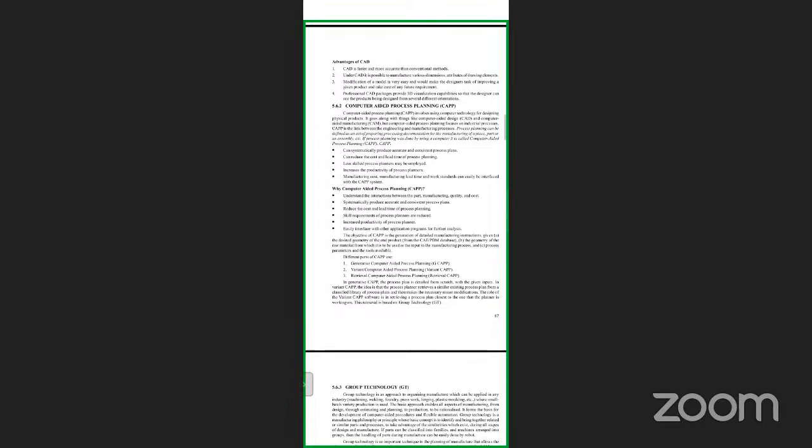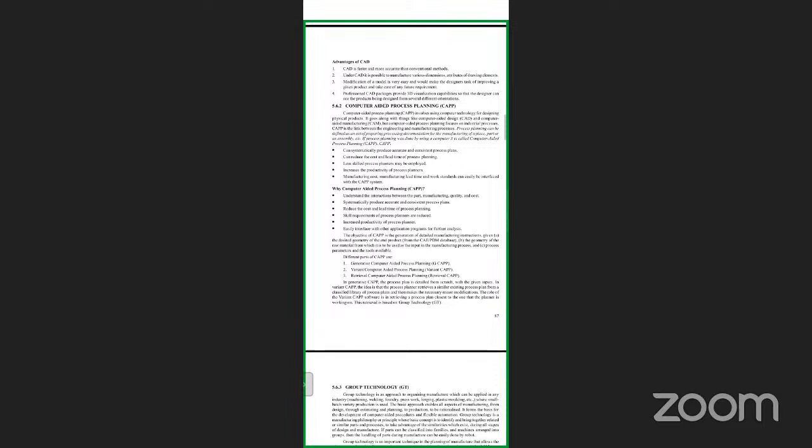So why do we need computer-aided process planning? What is the need? To understand the interaction between the parts, manufacturing quality, and cost, and systematically produce accurate and consistent process plans, and reduce the cost and lead time of process planning. The skill requirements of process planners are reduced, and there is increased productivity of the process planner.